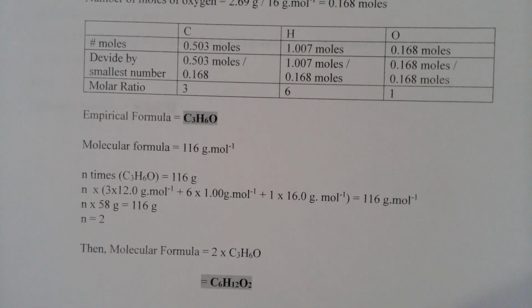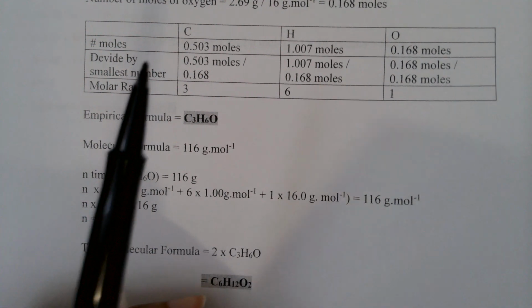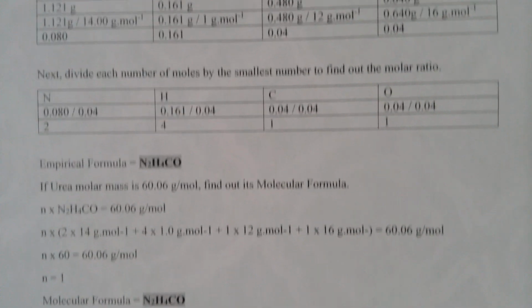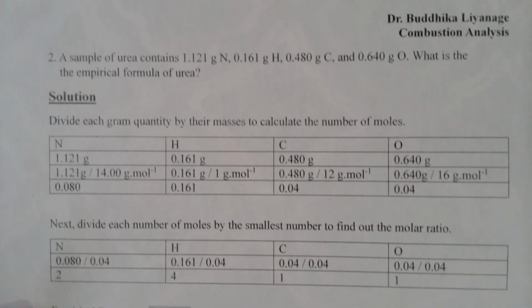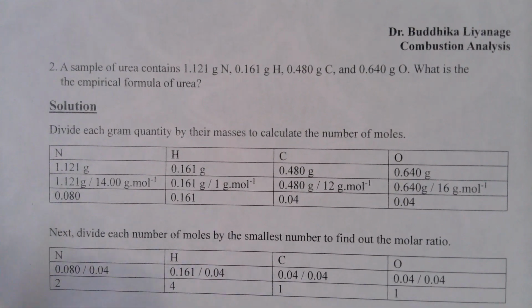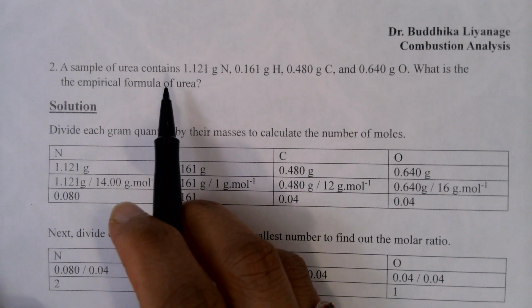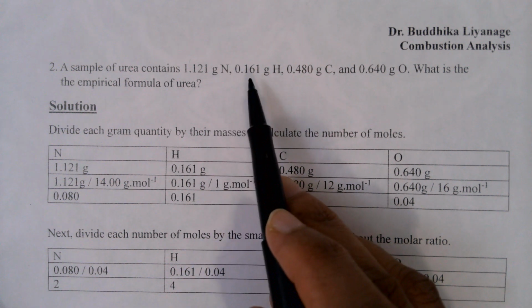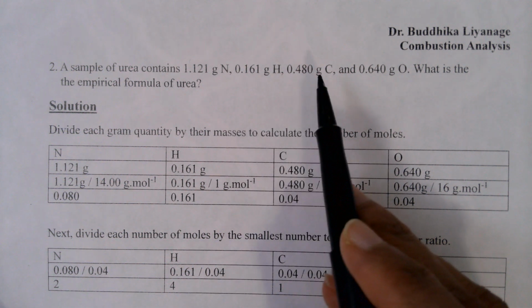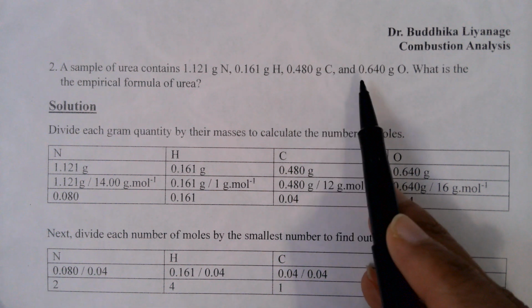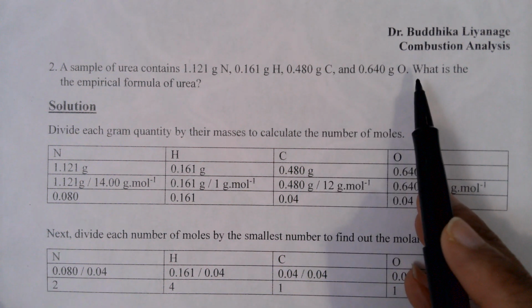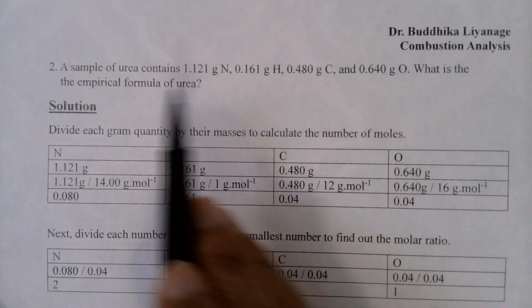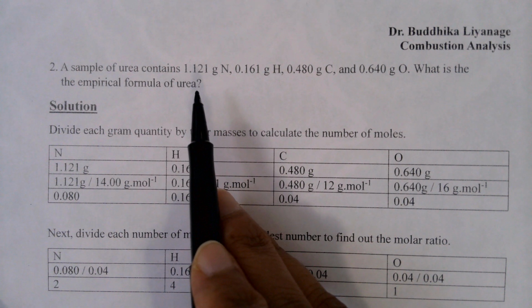Let's move on to our second question, in the same format. I will open the entire page here. The sample of urea contains 1.21 grams of nitrogen, 0.161 grams of hydrogen, 0.480 grams of carbon and 0.640 grams of oxygen. So each of these atoms' masses is given. Now you need to find the empirical formula of urea, right?